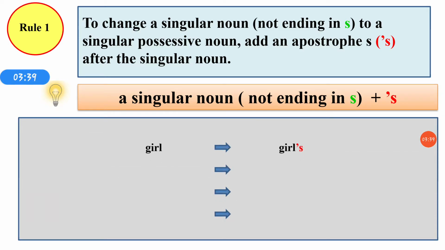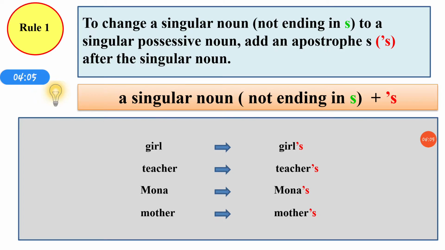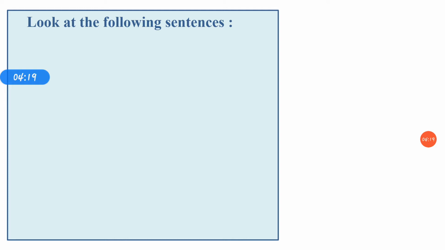Some examples are there. Girl, girl's. We just add apostrophe s after the singular noun girl. You can say it, girl's book. This is girl's pen. Teacher, teacher's. Mona, Mona's mother, mother's. We just add apostrophe s to all the singular nouns which are not ending in s to form a singular possessive noun.